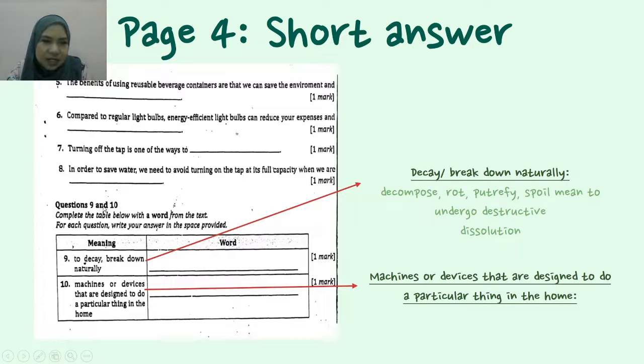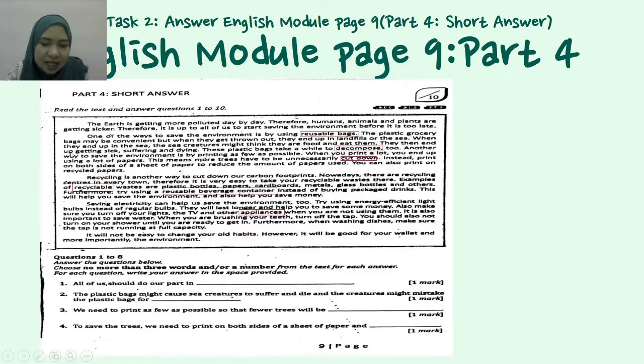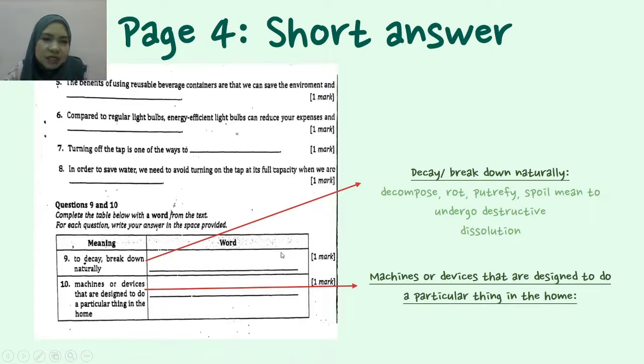And question 9 and 10. For question 9 and 10, complete the table below with a word from the text. The question gives you the meaning. For example, number 9, to decay, break down naturally. So you look at the meaning. What is decay, break down naturally? Decay means mereput. So you have to look at the text again. Read the text again. Find one word that has the same meaning as decay.